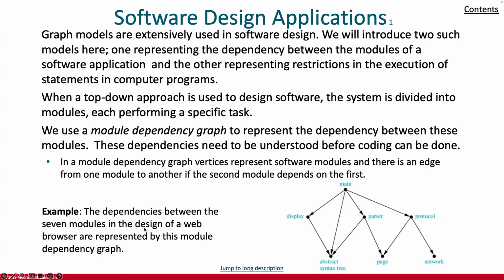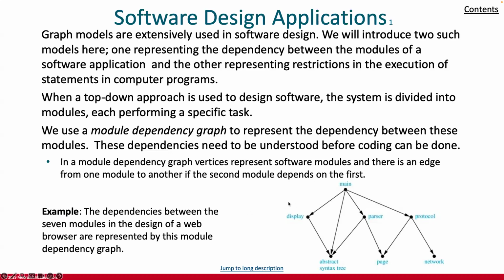You can also use graphs for software design applications. Graph models are extensively used in software design, and we can introduce two such models here, one representing the dependence between two modules of a software application, the other representing restrictions in the execution of statements in computer programs. When a top-down approach is used to design software, the system is divided into modules, each performing a specific task. We use a module dependency graph to represent the dependency between these modules. These dependencies need to be understood before coding can be done.